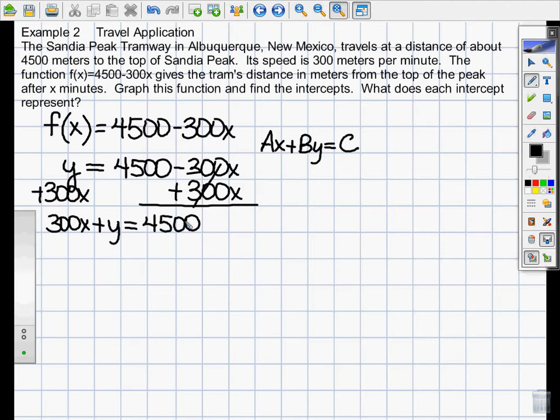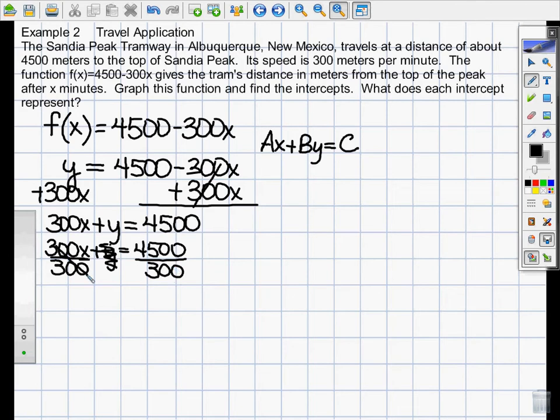Now we're going to use the cover-up method. We're going to find the intercepts using the cover-up method. And so let's find the x-intercept first. So I'm going to rewrite it. So we got 300x plus y equals 4,500. And I'm going to cover up the y because I'm looking for the x. So let's divide each side by 300.